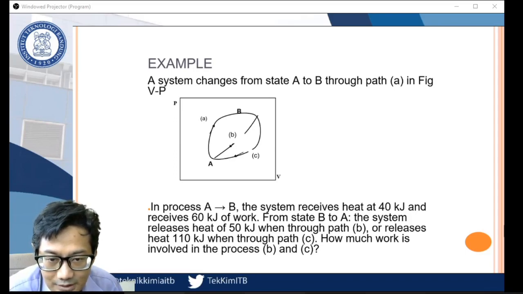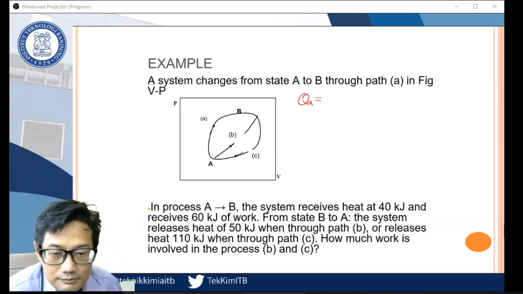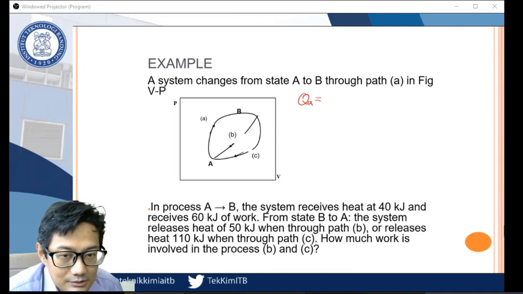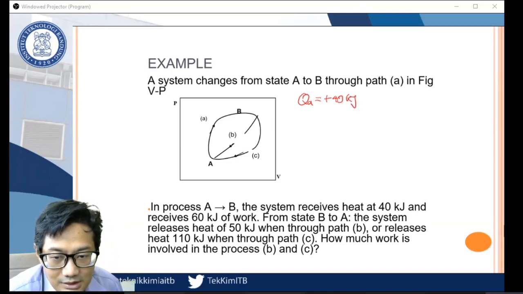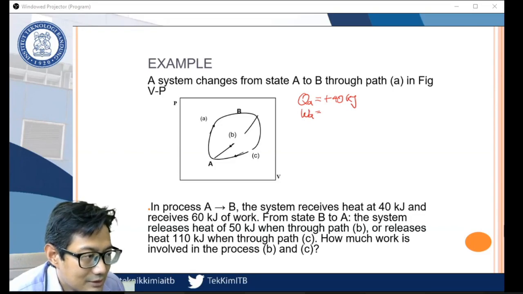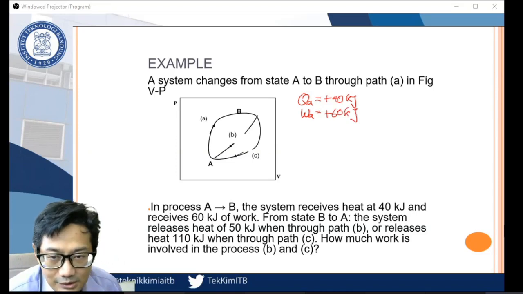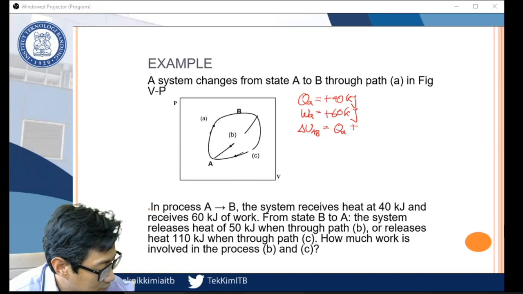In process A to B, the system receives heat at 40 kilojoule. What does it mean? The sign should be positive or negative? QA, positive 40 kilojoule or negative 40 kilojoule? Positive, sir. Positive 40 kilojoule, right. And it receives 60 kilojoule of work. Work A, positive or negative? Positive again, good, 60 kilojoule. So once we have Q and W, we can get delta U A to B, which is QA plus WA, equal to plus 100 kilojoule.